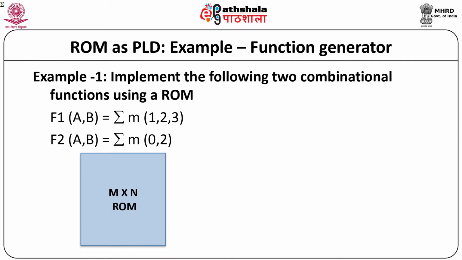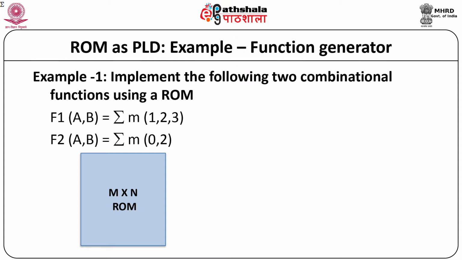Implement the following 2 combinational functions using a ROM. F1 of AB is equal to the sum of minterms 1, 2 and 3, and F2 of AB is equal to the sum of minterms 0 and 2. The first step in the implementation is to determine the size of the ROM that is required.